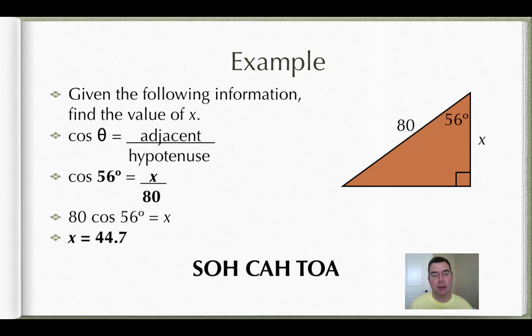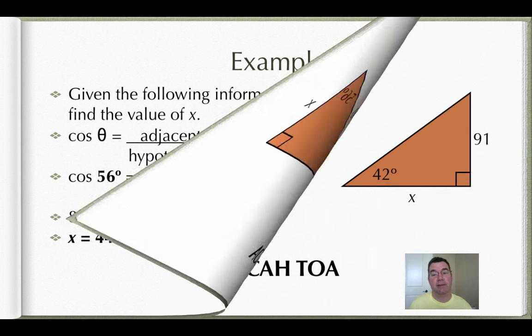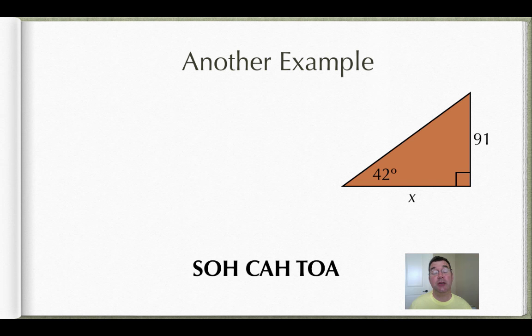My calculator can tell me what that is as a decimal. That's 44.7. So that's how long that right-hand side is in that triangle, based on the other information I was given. Okay, here's another example.